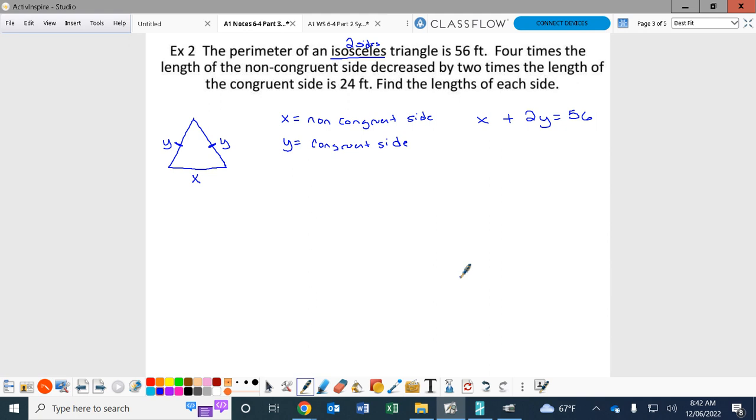Okay, the next one says 4 times the length of the non-congruent side. Stop there. That's a lot to say, just what? What does 4 times the length of the non-congruent side mean? 4x. That's it, 4x. Decreased by, so what are we going to be doing? Subtracting. 2 times the length of the congruent sides. What's 2 times the length of the congruent sides look like? Yeah, but we already had the negative, so 2y is fine, but yes, it is negative 2y. However you look at that, we already had the negative, so that is true. It's decreased by, so. And then is 24.